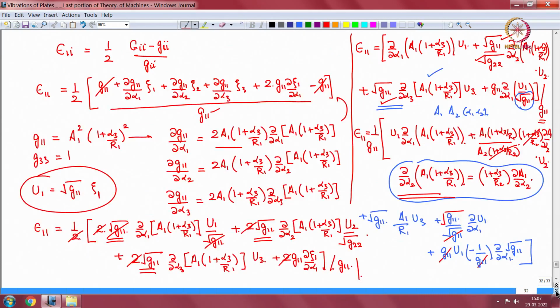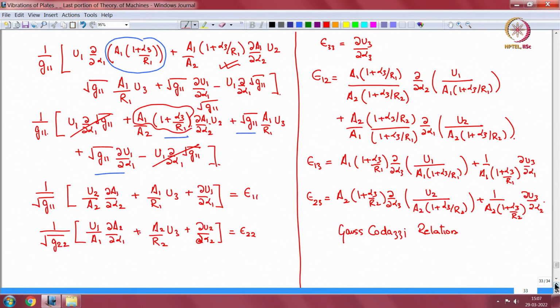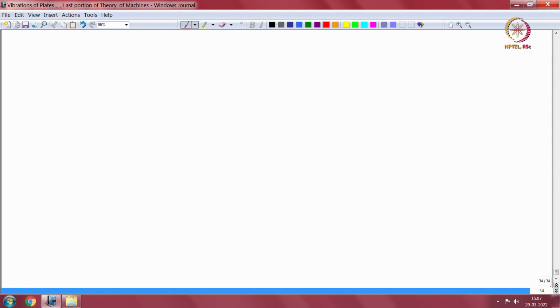Now where we are at, we are at this point where using Gauss-Codazzi relations we came up with our expression for strains. One statement I would like to make about the Gauss-Codazzi relations is this. I am taking this straight from the book by Harry Kraus, which is Thin Elastic Shells.